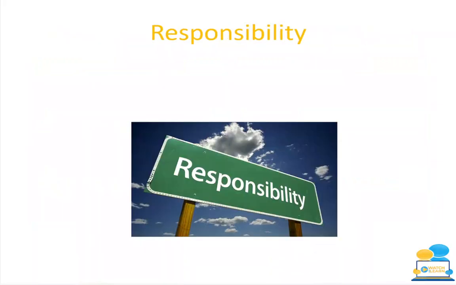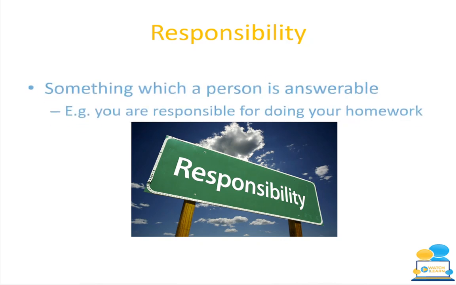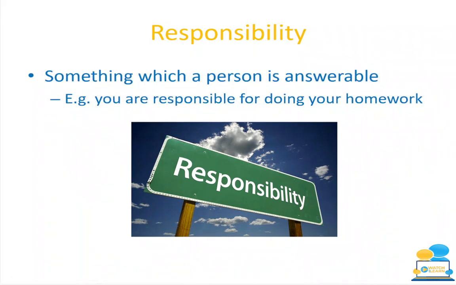Now, a responsibility. You need to know the difference between a right and a responsibility. In this case, you state the word responsibility, then you explain it, and then you give an example. A responsibility is something which a person is answerable to, okay? So you are responsible for doing your homework. It is your job to do. You are responsible for bringing in your cooking ingredients to school. If you don't bring it in, you can't cook, but it also means your partner can't cook. So it's your responsibility to bring it in.